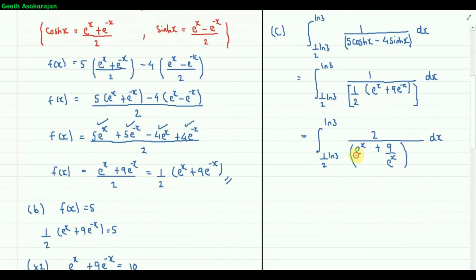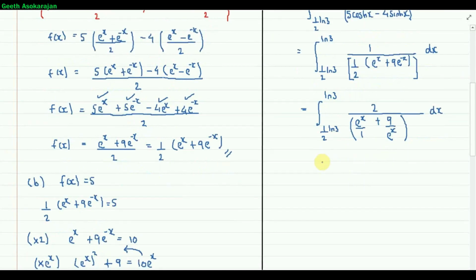And let me take a common denominator of e to the x as far as these brackets are concerned. So our integral between half ln 3 and ln 3. So we have 2 on top, so let me retain that 2 on top. And if I take a common denominator, I'm focusing on this bracket. So if I use a green pen, let's have our eyes on this bracket highlighted in green.